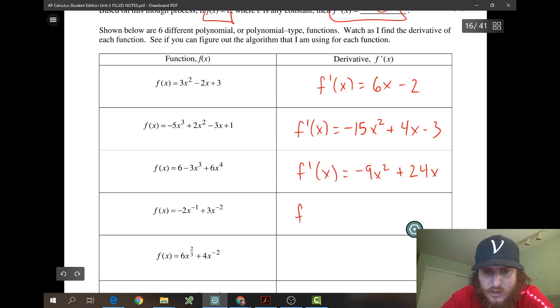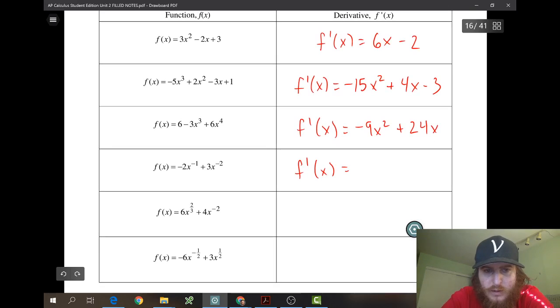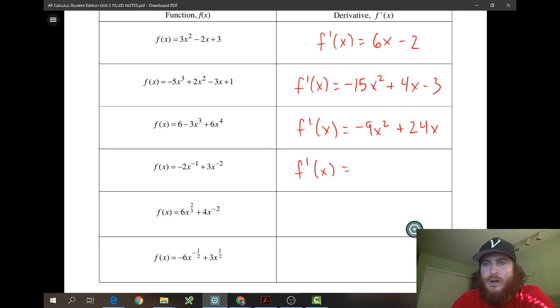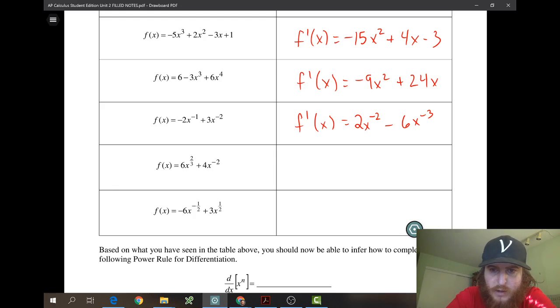So maybe you're starting to see a pattern or two. These last two are a little bit weird. For this one, I'm going to just write it with the negative exponents. But just be aware that you could rewrite this as 2 over x squared minus 6 over x cubed, because the negative exponents can move down. So just make sure we're aware of that.